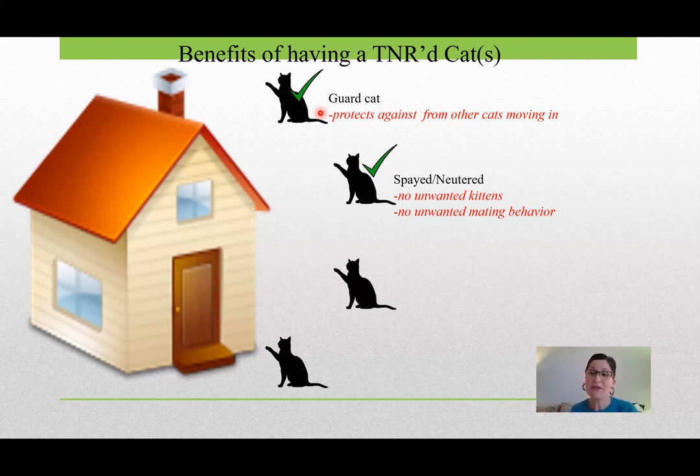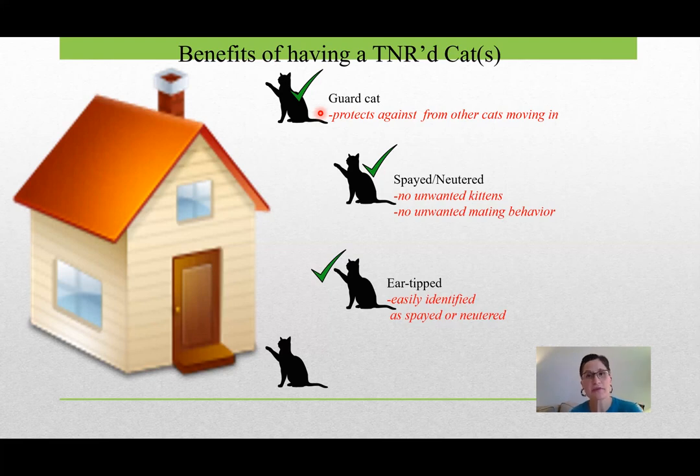And also, it'll keep the cats from straying off, because the number 1 reason cats go out wandering around is because they're looking for love. So if you have them fixed already, they're going to stay in the general area. They're not going to go out wandering and looking for that. Okay, next thing, the cats are ear-tipped. So again, they are easily identified as spayed or neutered.